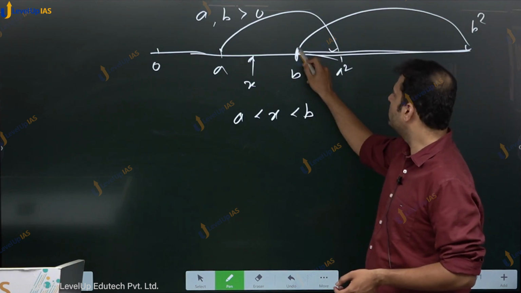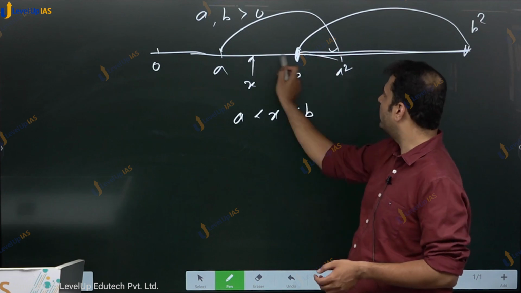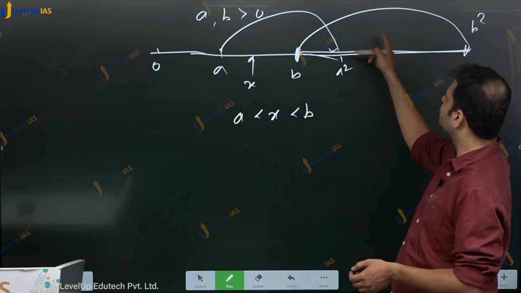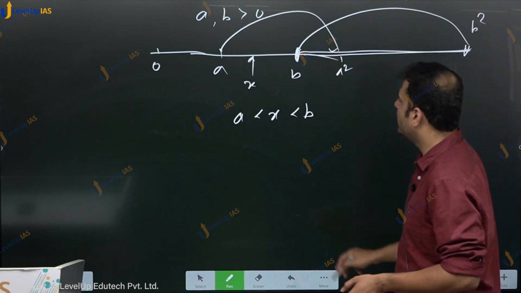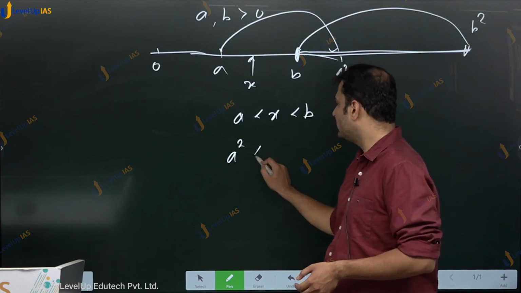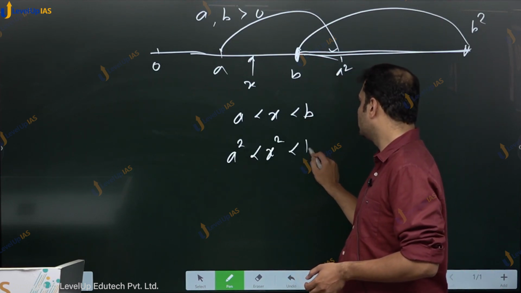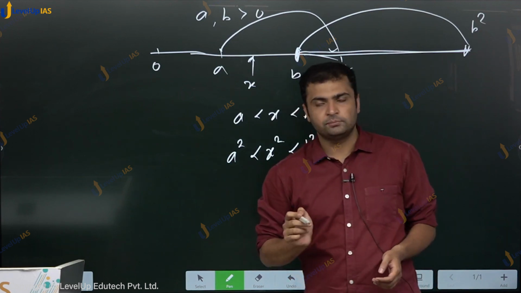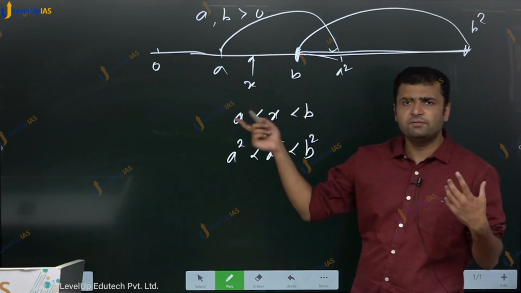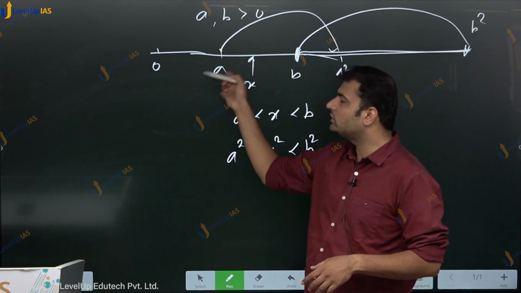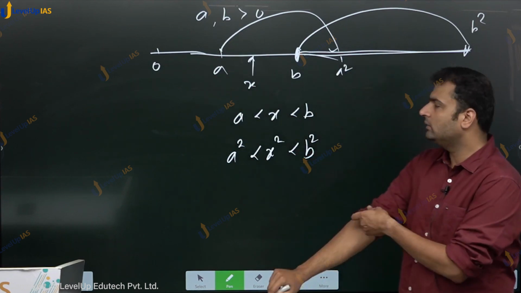तो ये क्या हो गया? Range. कोई भी नंबर x जो इन दोनों के बीच में है, that square will always lie in between a square and b square. So we are having a square less than x square less than b square. Correct? Very simple. This is the first case. Ki when we have both a and b as greater than 0, then this happens.